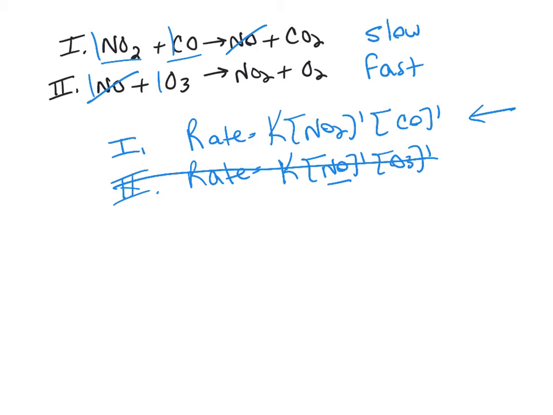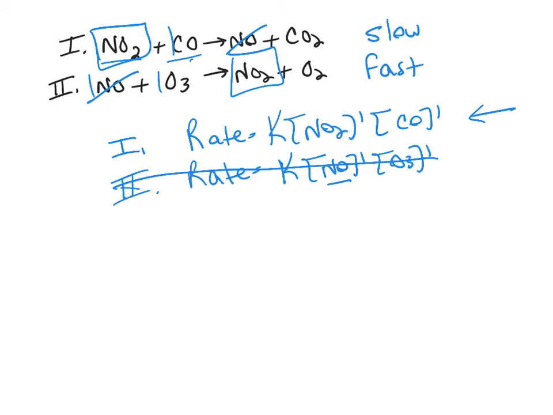It's okay that we have a catalyst. Remember, anything you start with and then you end up back with, that's a catalyst. It's okay for NO2 to be in the rate law because it's a catalyst. It does change the rate of the reaction. And the reactant CO is okay to be in the rate law. What we're not seeing is O3.